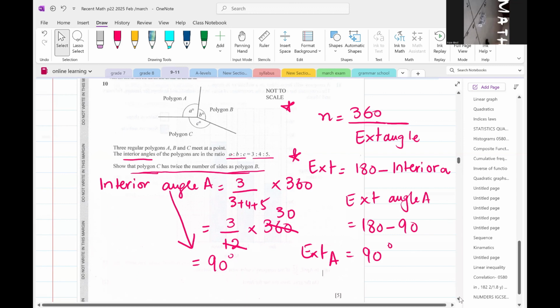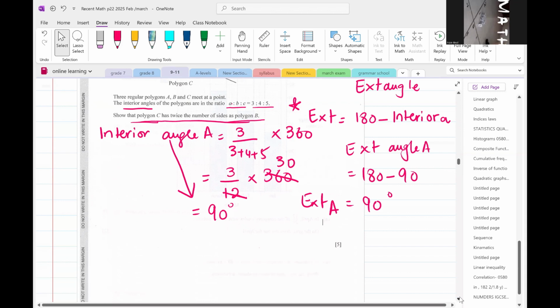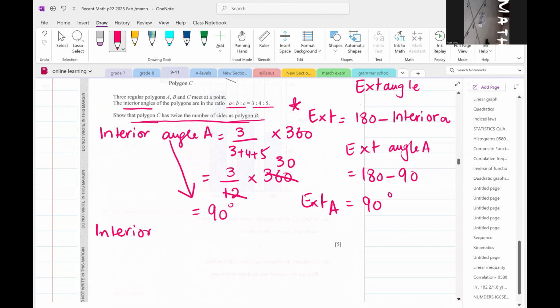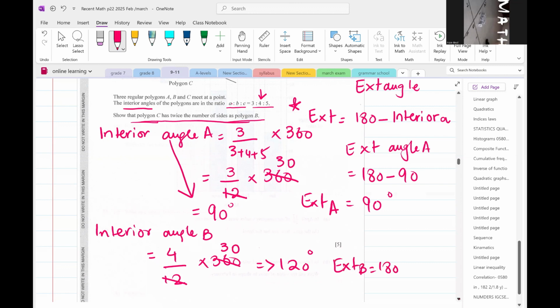Similarly, we will solve it for the interior and exterior angle of B and C. Interior angle B is 4 divided by the sum of ratios times 360. Again, you will divide that. 3 times 36, and it will be 120. What will be the exterior angle B? You subtract from 180 and you get 60. Exterior angle B is 60.